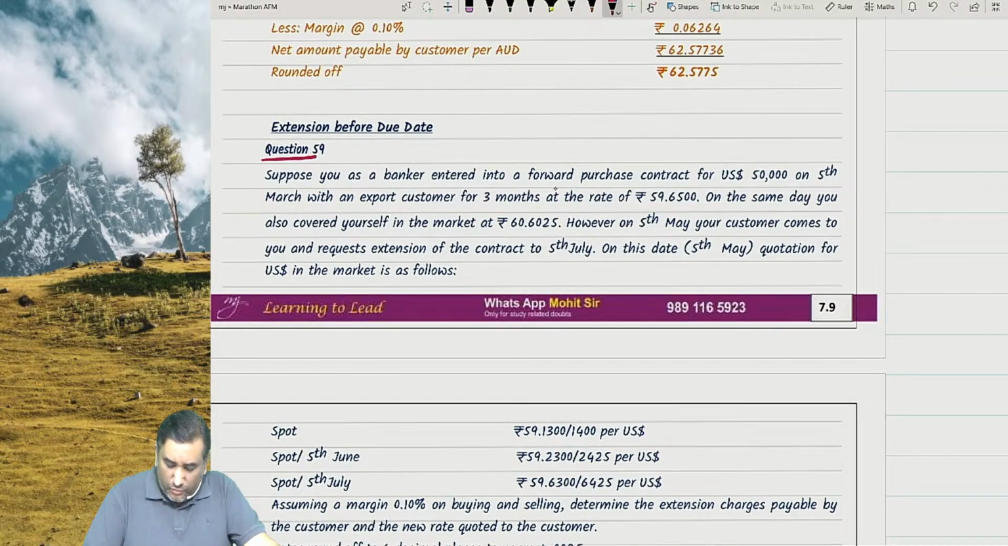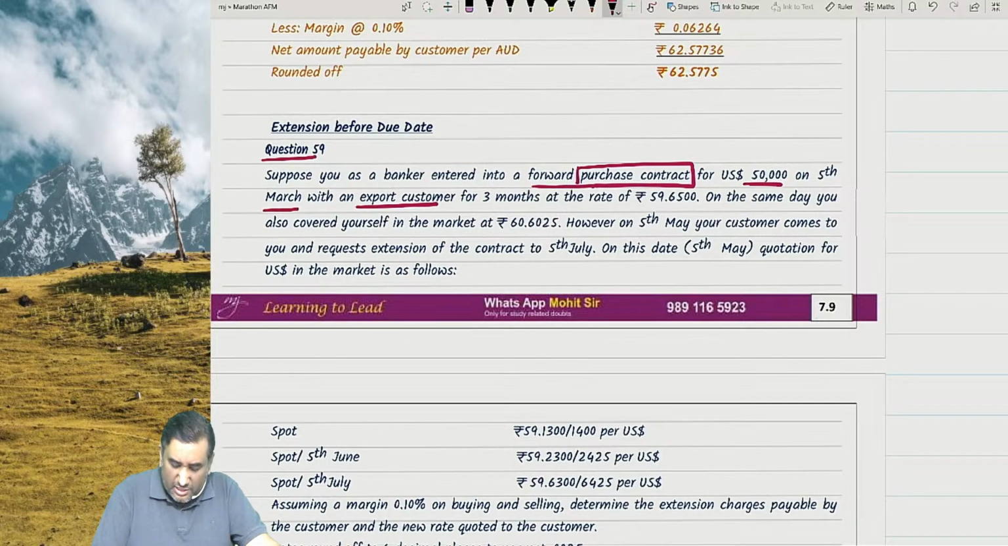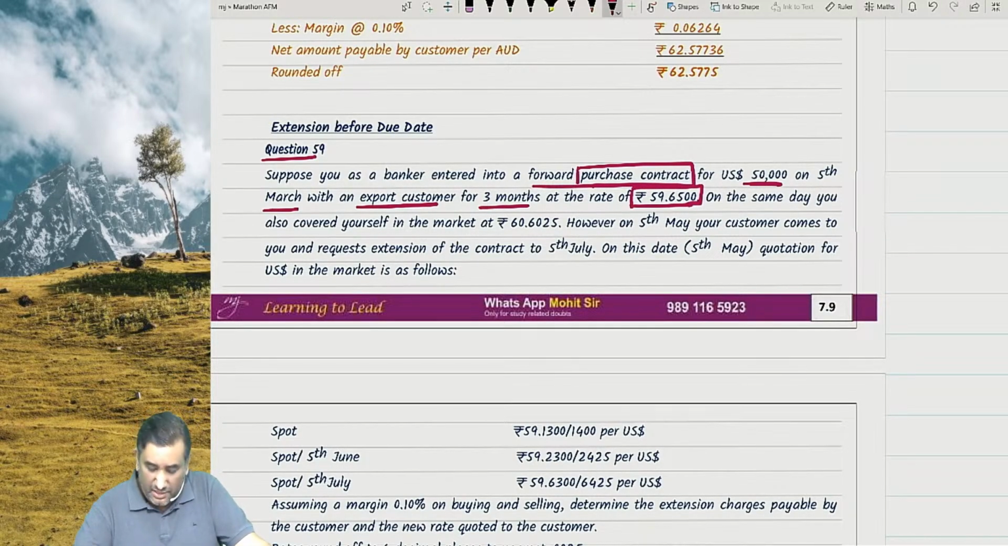Suppose you are a banker and intend to do a forward purchase contract for $50,000 on 5th March with an export customer for 3 months at the rate of 59.6500. It means the bank has done the contract on 5th March. 3 months means 5th April, 5th May, 5th June. What kind of contract would you have done?